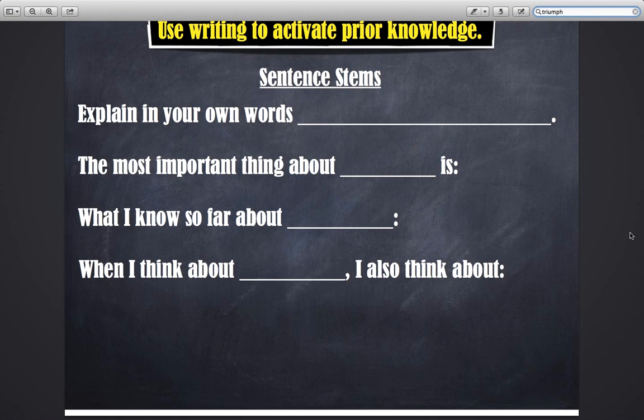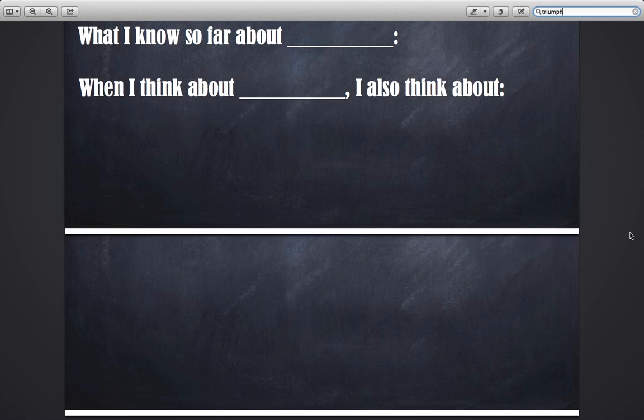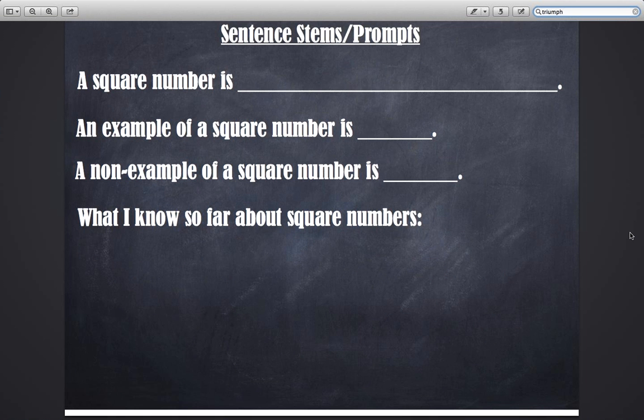Explain in your own words, blank. The most important thing about blank is... What I know so far about blank... Or when I think about blank, I also think about... and then they fill that in, right? Let me show you what this actually looks like if we were actually doing something. Let's say that I knew that I was going to be teaching a lesson on square numbers, right? So here's what the sentence stems might look like.